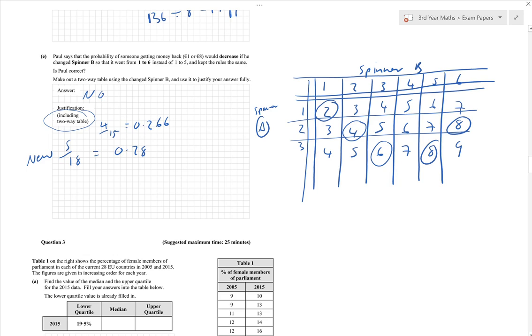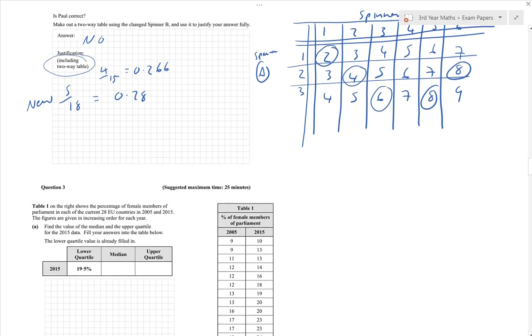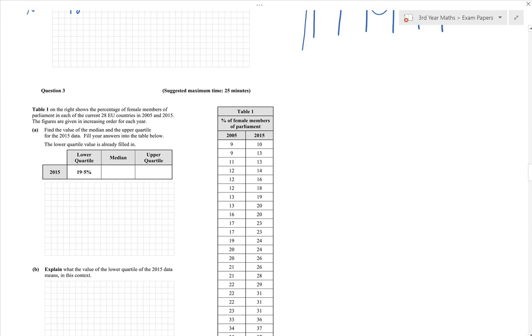Now, this was quite poorly answered by a lot of people. Okay. The question, first of all, says, the table on the right shows the percentage of female members of Parliament in each of the current 28 EU countries in 2005 and 2015. The figures are given in increasing order for each year. Find the value of the median and upper quartile for the 2015 data. Fill in your answers below.